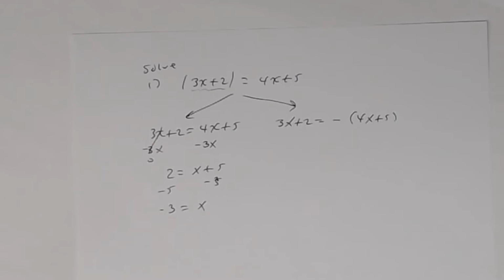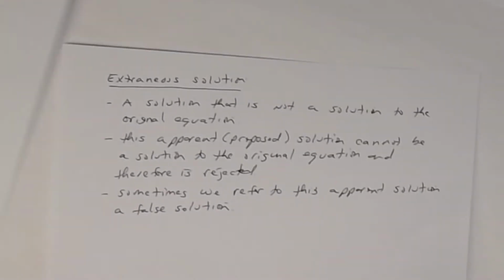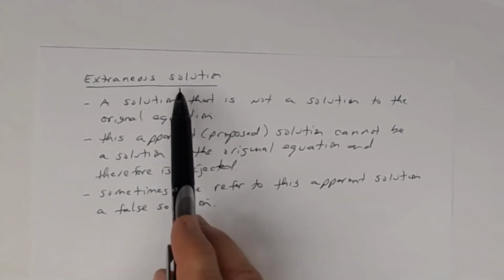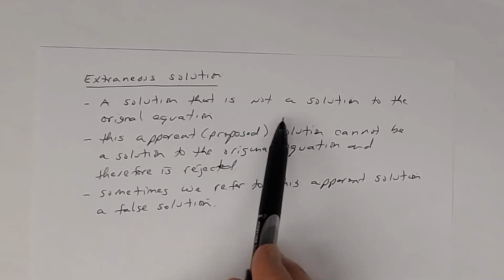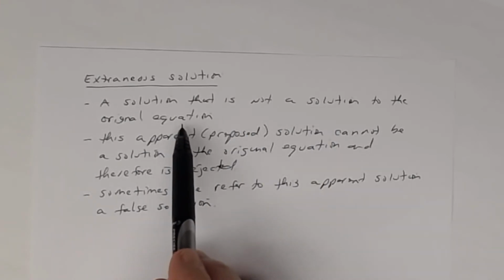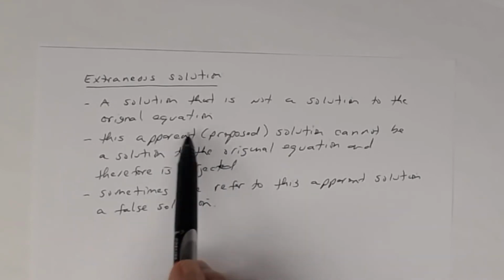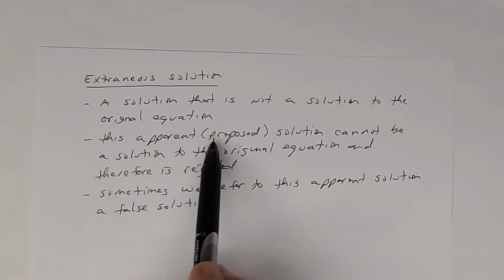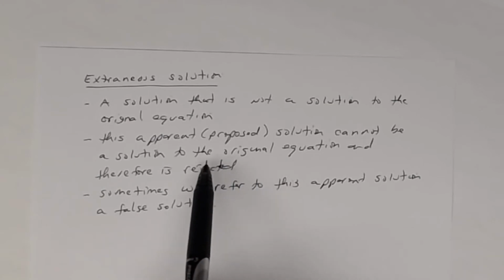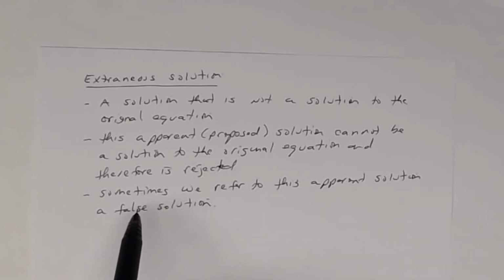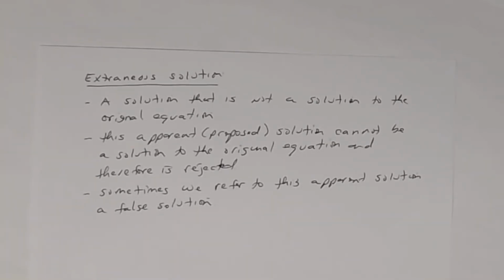And you had that word in a previous lesson when we dealt with rational equations. So remember, an extraneous solution is a solution that is not a solution to the original equation. We sometimes call it a proposed solution or apparent solution. This apparent or proposed solution cannot be a solution to the original equation and therefore is rejected. Sometimes we refer to this apparent or proposed solution as a false solution.